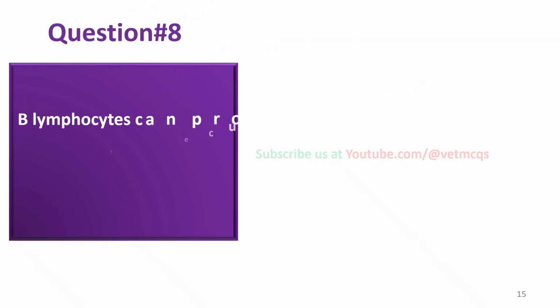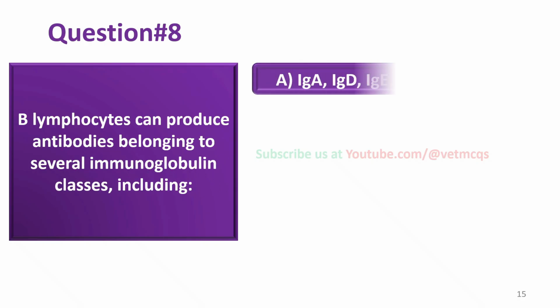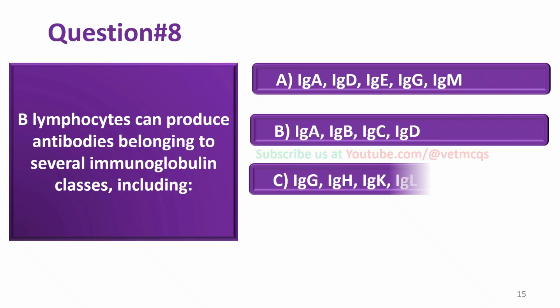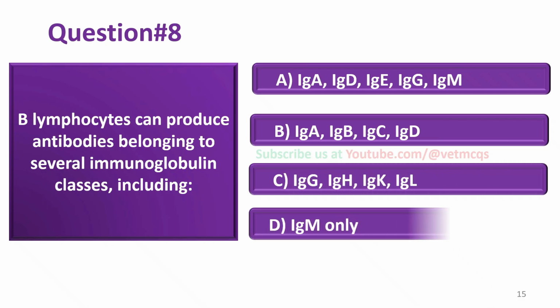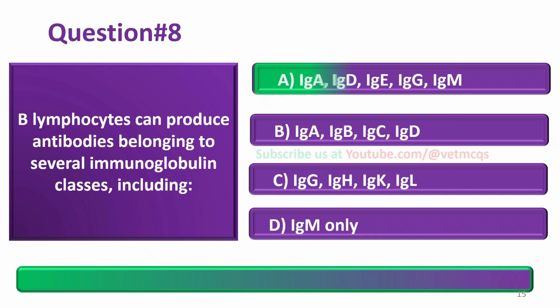B lymphocytes can produce antibodies belonging to several immunoglobulin classes including: A, IgA, D, E, G and M; B, A, B, C and D; C, G, H, K and L; D, IgM only. And the correct answer is option A, that is IgA, D, E, G and M.